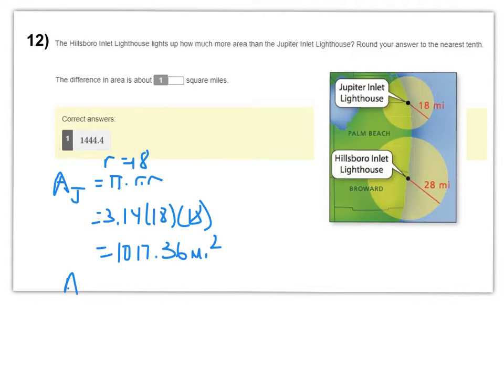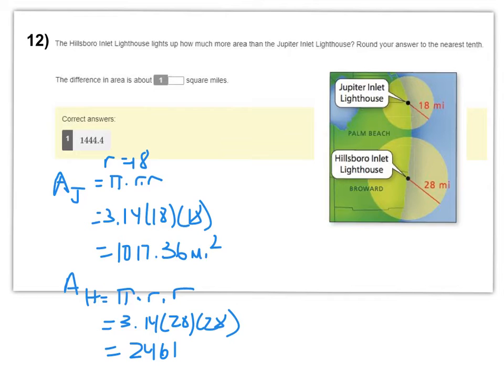Now, the area of the Hillsborough is, again, pi times r squared, and the radius at Hillsborough is 28, so I'm going to have 3.14 times 28 times 28. And that's going to equal 2,461.76 miles squared. Now it's asking you for what's the difference in the area in square miles.